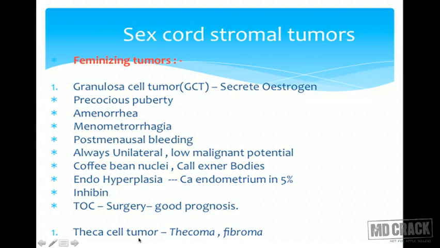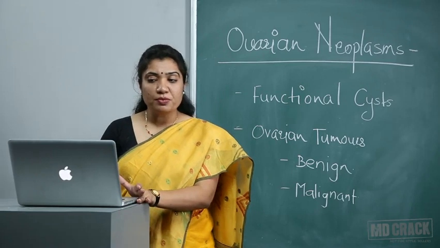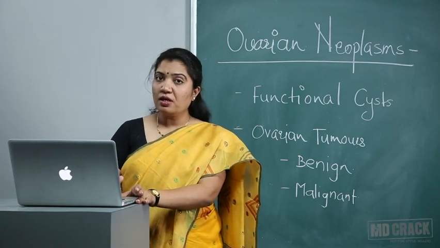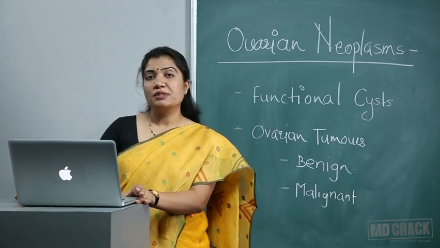Other tumors are from theca cells, that is thecoma or fibroma. Once you say fibroma, you have to remember Meigs syndrome. For granulosa cell tumor, always think of estrogen and precocious puberty, coffee bean nuclei and Call-Exner bodies. So till now we have covered a few types. We will stop here, and in the next session we'll see what the other types of ovarian tumors are. Thank you.